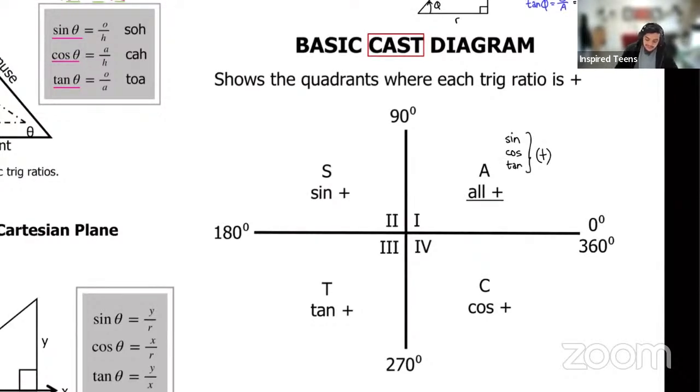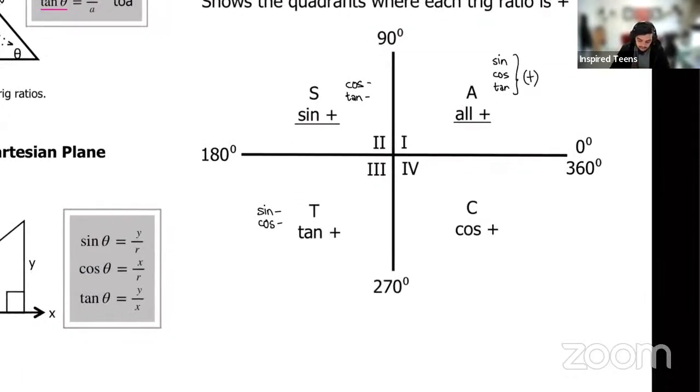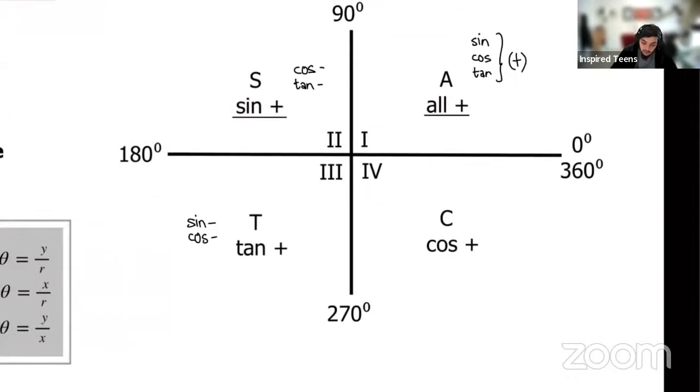However, in the second quadrant, we have S because only sine is positive, while cos and tan are both negative. Then the third quadrant, where only tangent is positive, so sine is negative and cos is negative. Then the fourth quadrant, where only cos is positive, so sine would be negative as well as tangent.